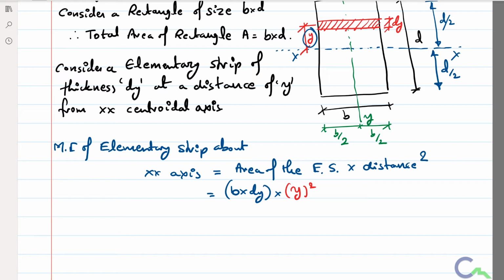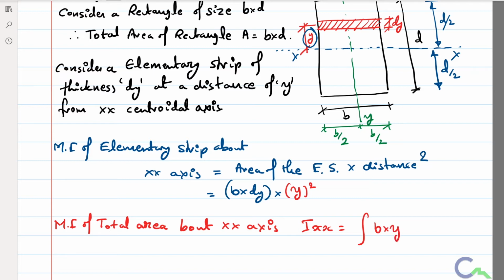So if I want to find for the entire figure, I have to do the integration. So I will take moment of inertia of total area about xx axis. So that is nothing but Ixx is equal to integration of, I will rearrange and write, b into y square into dy.